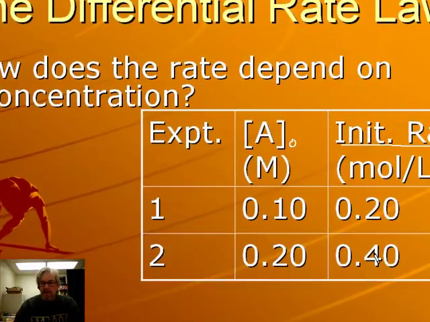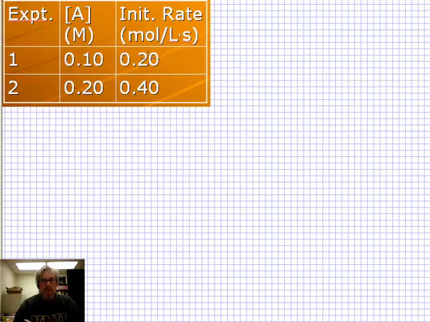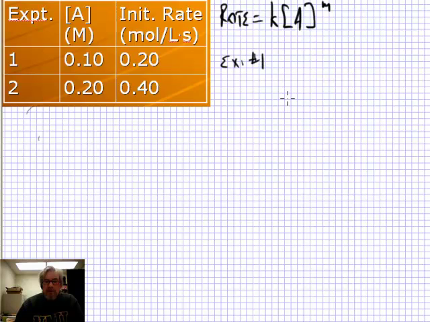Let's try it. Here I've reproduced this chart in a different workspace, and I want to start out by just redefining what the rate law is. Remember, rate is equal to a constant number, k, times the concentration of A raised to some power m. And it's going to be our job here to figure out both what m and what k are. First, we'll work on m. I'm going to use experiment number 1 and just rewrite the rate law with real numbers.